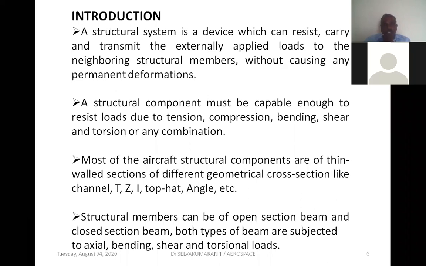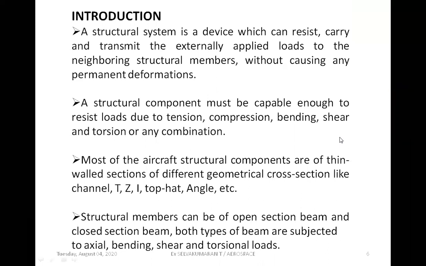Now, the structural components can be of open type or closed type. For example, it can be an open type of section. For example, channel is an open section type, and closed section beams also sometimes, for example, hollow rectangular, hollow circular. These are the closed section beams. These are subjected to axial loads, bending loads, shear and torsion loads, or a combination of all these loads. And we are trying to find out whether open section is efficient in resisting torsion or closed section is efficient in resisting the torsion.